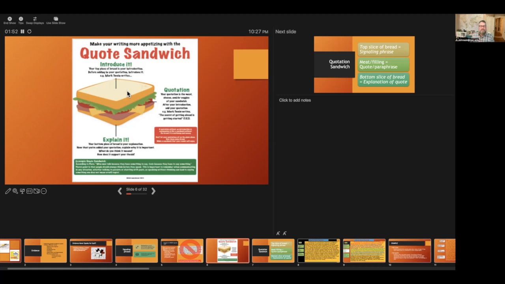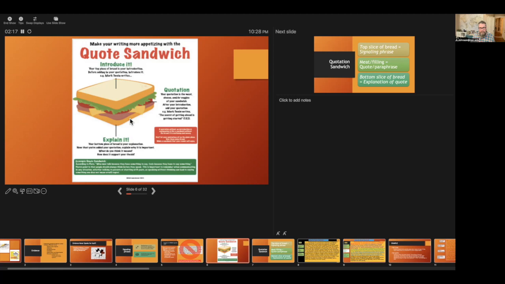So you need to tell us something about who wrote the research or did the study or where it came from, right? So the good news is you already have this because you did it in your annotated bibliography, but you want to give us some insight into who's saying your research. Then the actual quote or paraphrase or whatever is the meat of the sandwich. The bottom slice of bread is your interpretation.